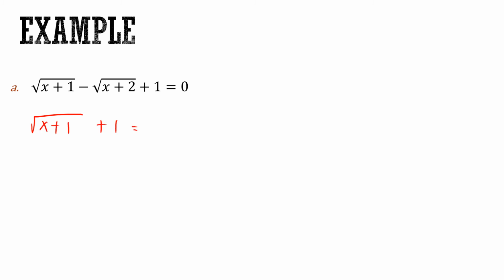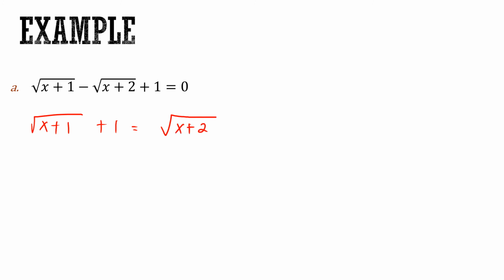Now, let's move on to the last example. Square root of x plus 1 minus square root of x plus 2 plus 1 equals 0. In this case, I'll be moving the negative radical to the other side of my equation. So I'll be moving negative square root of x plus 2 to the other side. This will become square root of x plus 1 plus 1 equals square root of x plus 2.